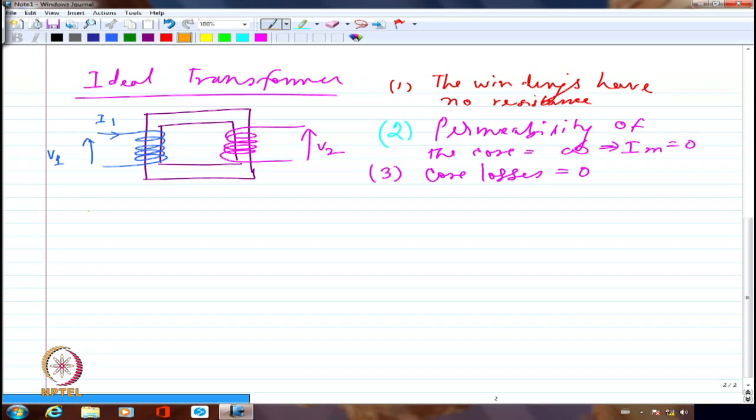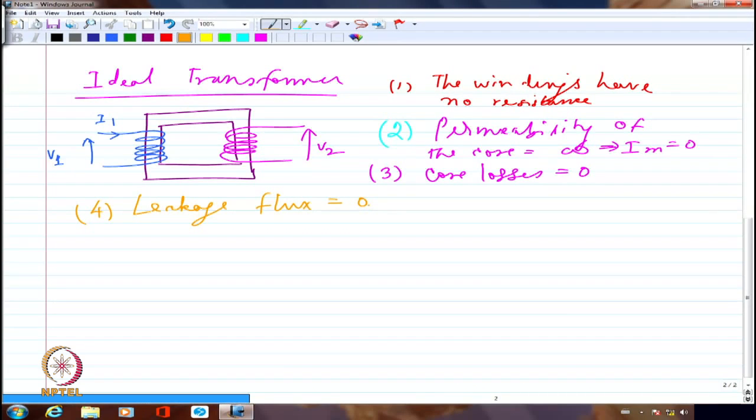And the last assumption that I am going to make is that whatever flux is established is going to completely confine itself to the core. That means nothing is going to flow through the air surrounding it. So whatever flux links with the primary will always link with the secondary and vice versa. So leakage is 0. I don't have any leakage at all.